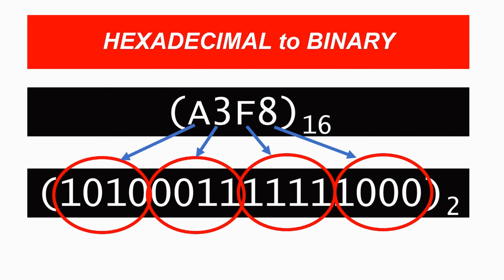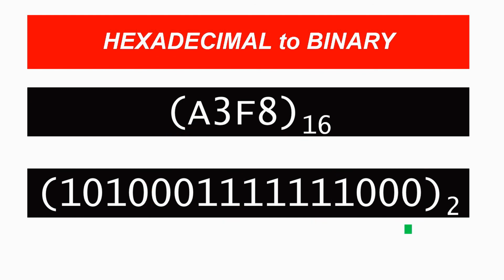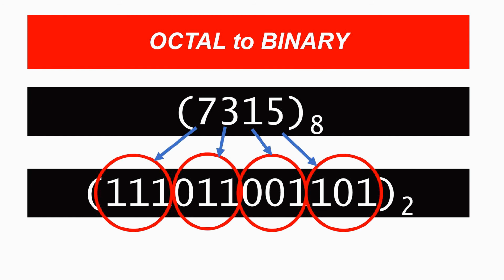In the same way, we can expand from hexadecimal back to binary. If you are given A3F8 in base 16, we simply expand each of the digits into its equivalent 4-bit pattern. So that's what we are doing here. Each of these hexadecimal digits is expanded into its binary equivalent. In the same way, we can also do from octal to binary. We convert each octal digit into 3 binary digits as we have done here. 5 becomes 101, 1 becomes 001, 3 becomes 011, 7 becomes 111.